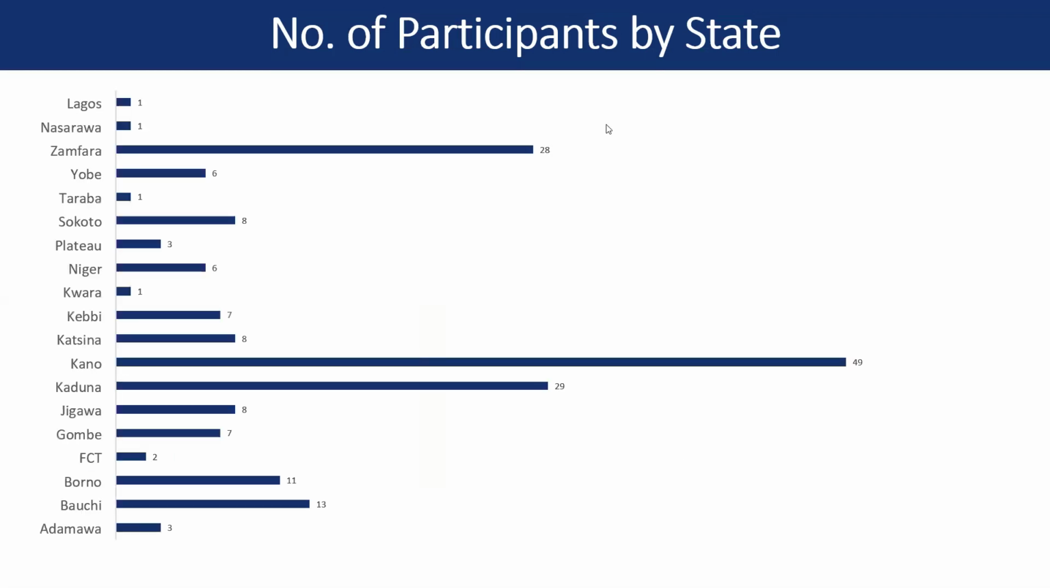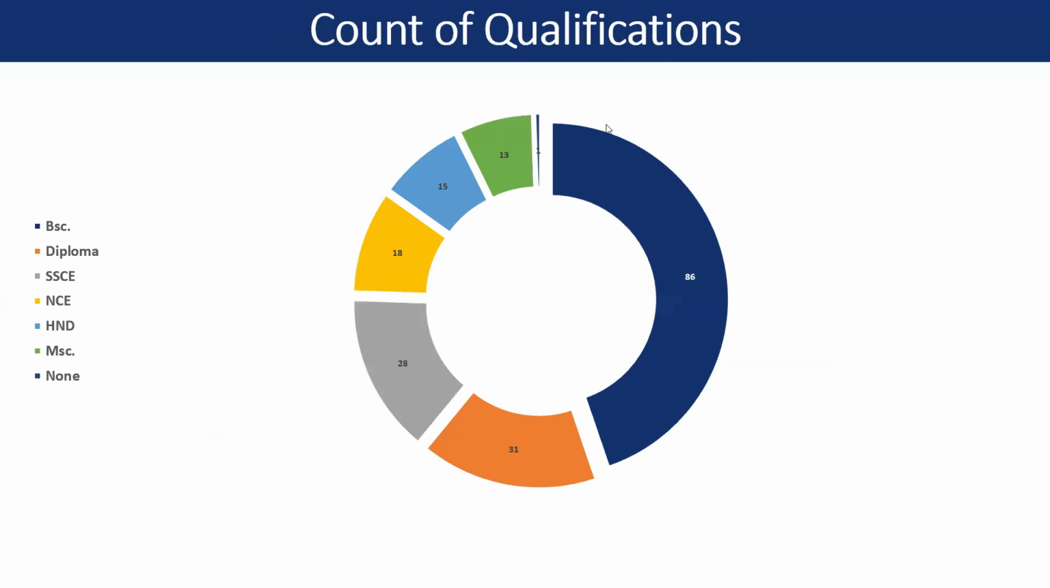So you see another one. You can use this, you can use this. This is the bar chart and this is the column chart. You all know the difference and I believe you know how to do that. Then we have the pie chart. This is the pie chart count of qualification. And you see this is how the qualification looks like. We have the BSc with the highest participants.